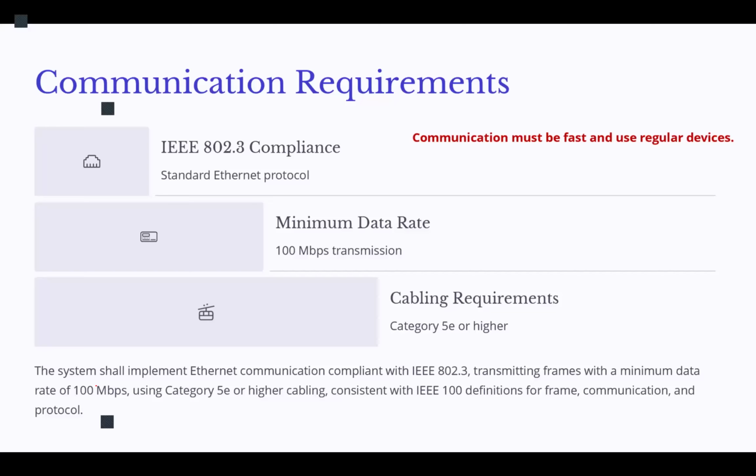Now, what is the enhanced one? The system shall implement Ethernet communication compliant with IEEE 802.3 transmitting frames. You know already, we talked about the frames, with a minimum data rate of 100 megabits per second. So now we define the speed and the unit of that. Okay, using category 5E or higher cabling. So you can't use cables or connections with a lower capacity than 5E. It's specifically defined now, consistent with IEEE 100 definitions.